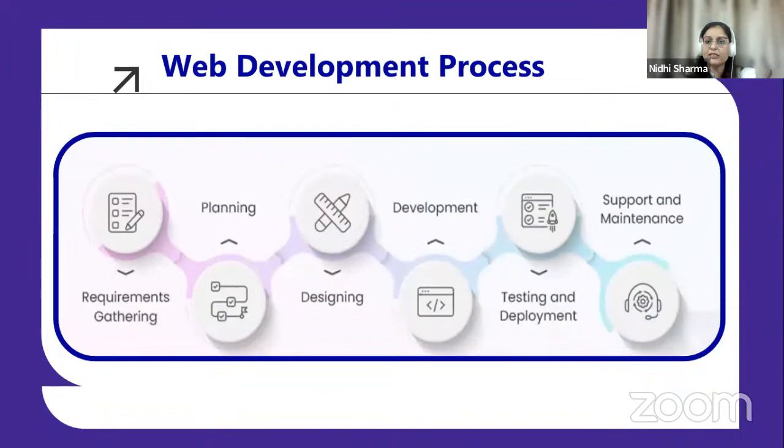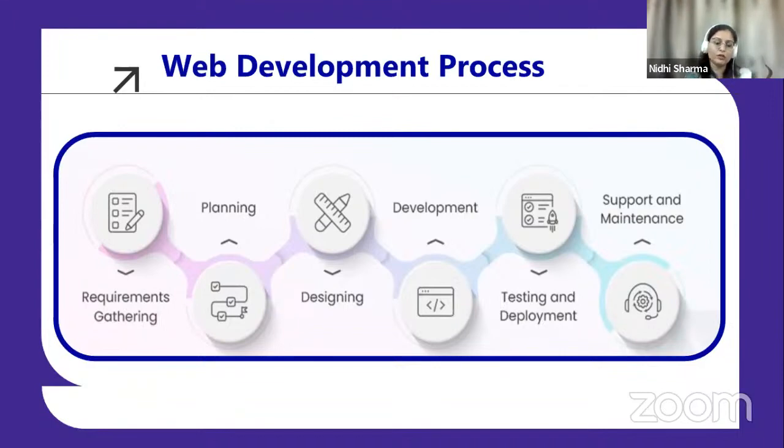What exactly is the process which is followed when we develop a website? What is the web development process? The first step is we need to gather the requirements. What are the requirements that we need to cater to? What all things do we need to put up on our website? So the first and foremost thing is requirement gathering.